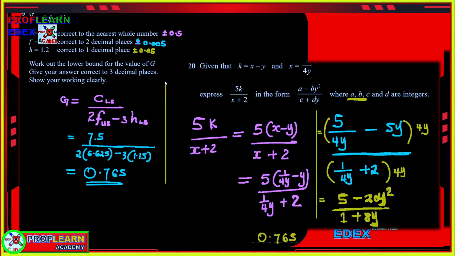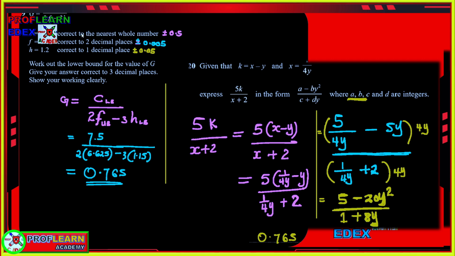We have number 19, whereby we're told that g equals c over 2f minus 3h, and this is about bounds, and then you are supposed to work out the lower bound of g. In order to find the lower bound of g, it means c must be a lower bound, f must be an upper bound, and h must be an upper bound. So in order to find what you need to add or minus, look at the information provided here.